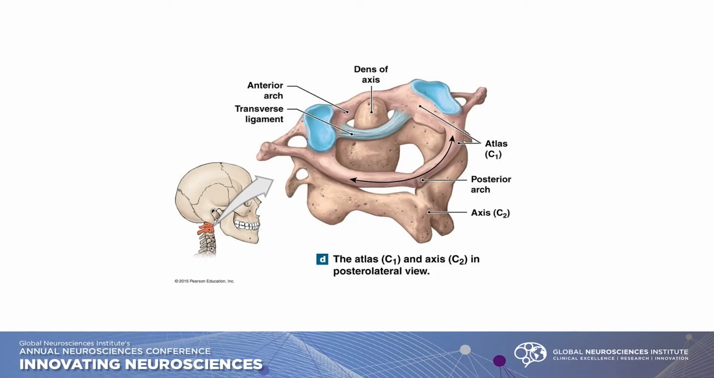So C1 and C2, the atlas and the axis, they're just a little bit different than the rest of the spine. Just wanted to throw a quick picture up. C1 and C2, they interlock. The dens slides up into C1, and there's a transverse ligament there. This is your primary ability to turn your head, this motion, left to right. It looks a lot different than the rest of the spine, and problems there are treated a little bit differently than the rest of the spine.